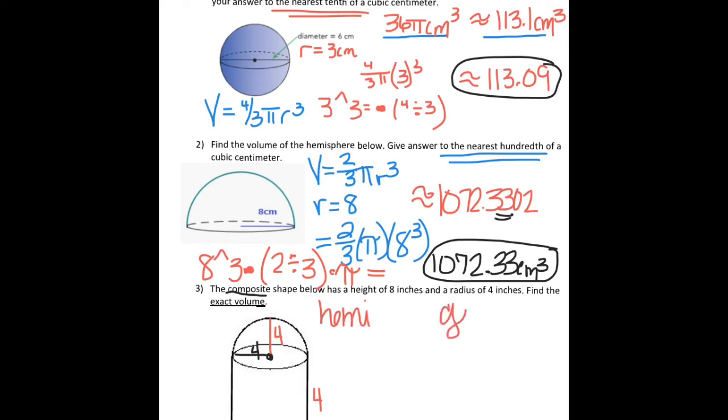and we have a cylinder. So we're going to have to find the volume of each and add it together. So the volume of a hemisphere, 2/3 times pi times my radius cubed, plus the volume of a cylinder, which is the area of a base. The base is a circle, so pi r squared times the height. So let's substitute in these values.